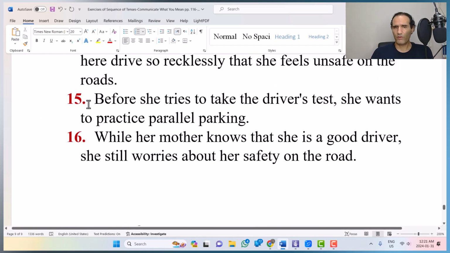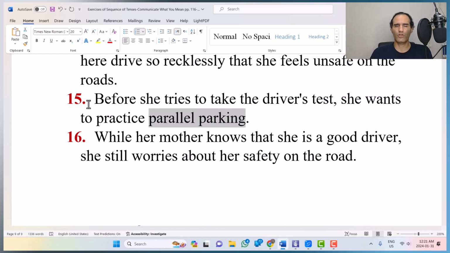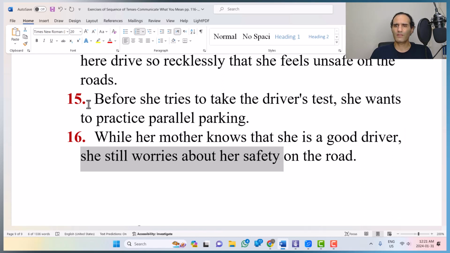15. Before she tries to take the driver's test, she wants to practice parallel parking, something for majority of the drivers, early drivers, difficult. While her mother knows that she's a good driver, she still worries about her safety on the road. Okay, so we had here both the combination of adverb clauses, and also verb tenses.